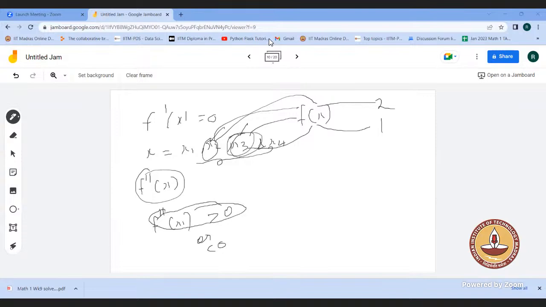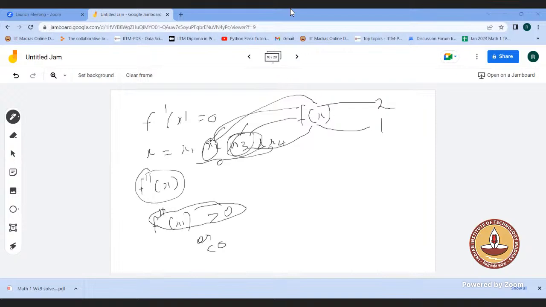So try calculating that. The question is asking what is the local minimum value. It is asking for the value. It is not asking at what point of x you get that value. Okay.